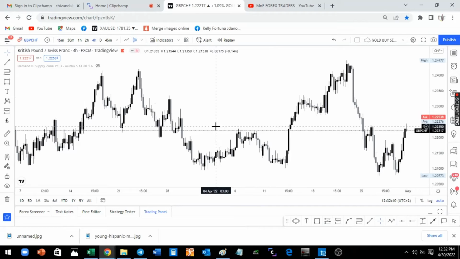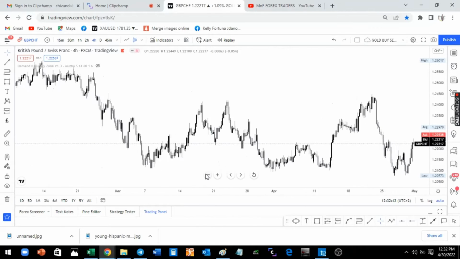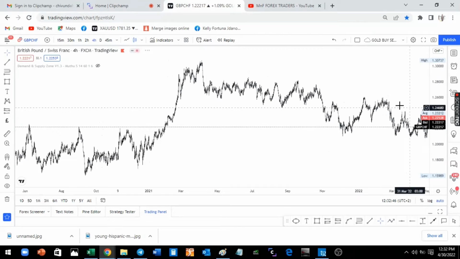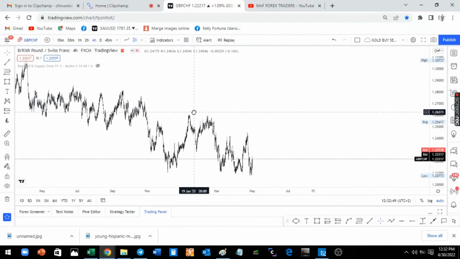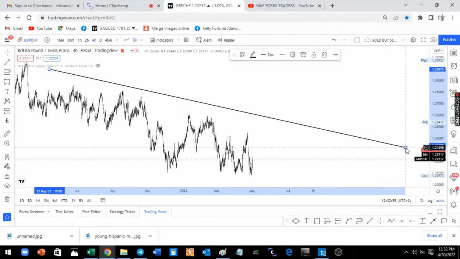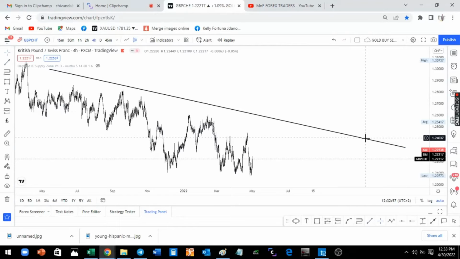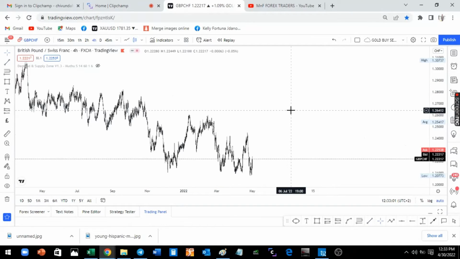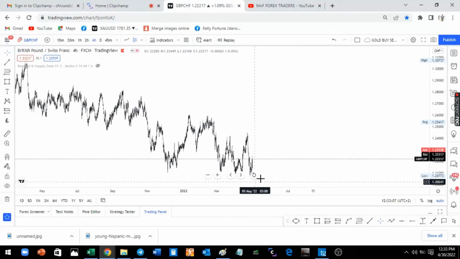So looking at GBP Swiss right now on the 4-hour time frame, we can clearly see that it's been in a downtrend for a while now. You can see that the market has been going down for a while, right? So it will be better for us to look for selling opportunities. When the market is going down, it's better to look for selling opportunities. So we're going to look for fresh supply zones to sell from.